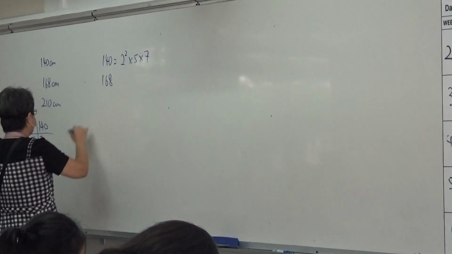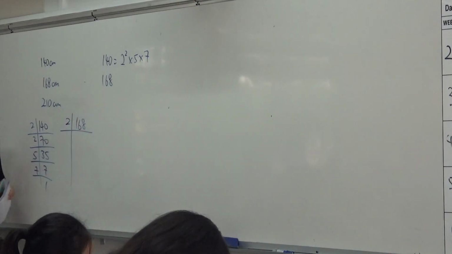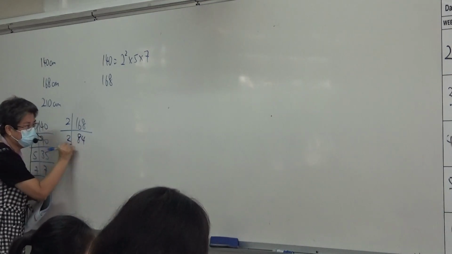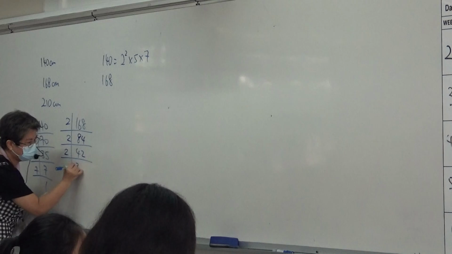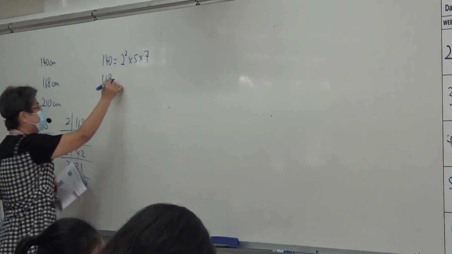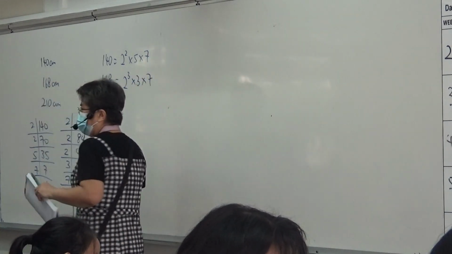Okay, 168. I'm going to do 168. Divide by 2, that gives 84. Then 2 again, 42, then 2 again, 21. Then 3, then 7, 7, 1. So what's 168? 2 cubed times 3 times 7. Right?